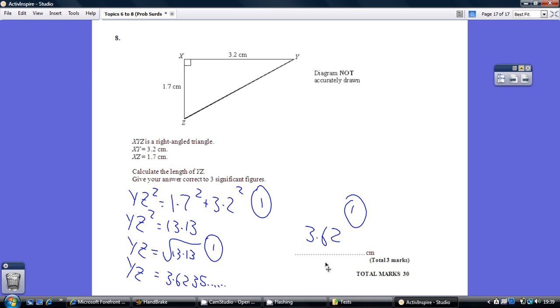Follow that through. 3.62 to 3 sig figs. Remember, sig figs means how many digits in your answer in total. So 1, 2, 3. We don't round up because the next digit is not 5 or above.